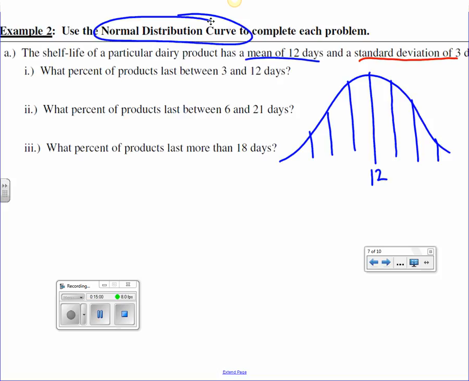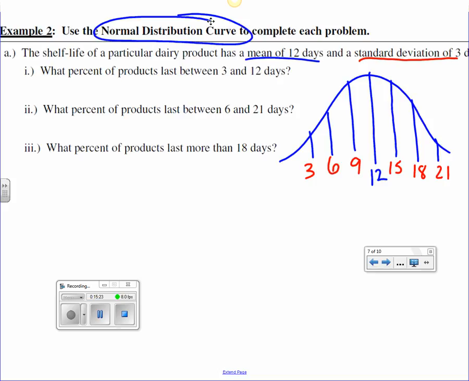Now, to get these numbers, I'm going to add 3 in this direction. What am I going to do in that direction? Subtract 3. So this gives me 15, 18, and 21. So we're just adding 3s. And then in the other direction, it gives me 9, 6, and 3.